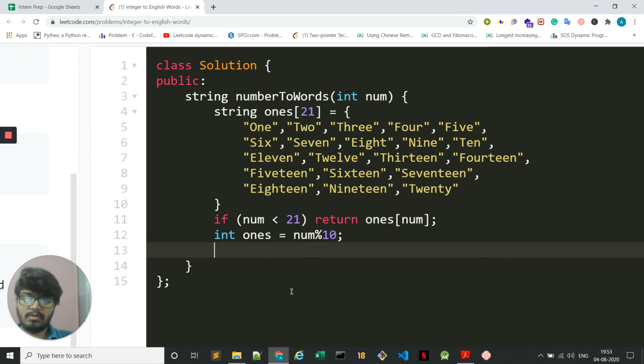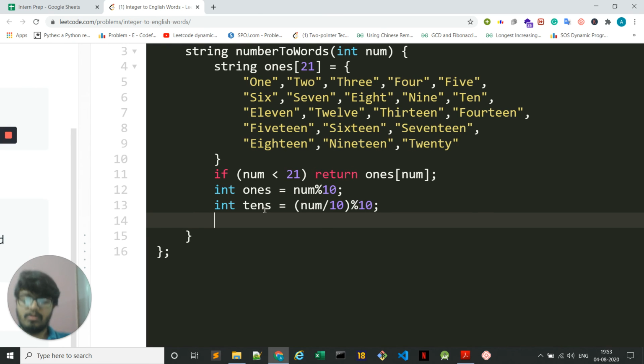Basically, now minus equal to ones. At the tens place we have num divided by 10 modulo 10. If the number is 39, this will give me 3, and that should be the answer. If the number is 392, num divided by 10 will give me 39 and modulo 10 will give me 9. So this is at the tens place, right? Yes, I wanted these two digits right now.